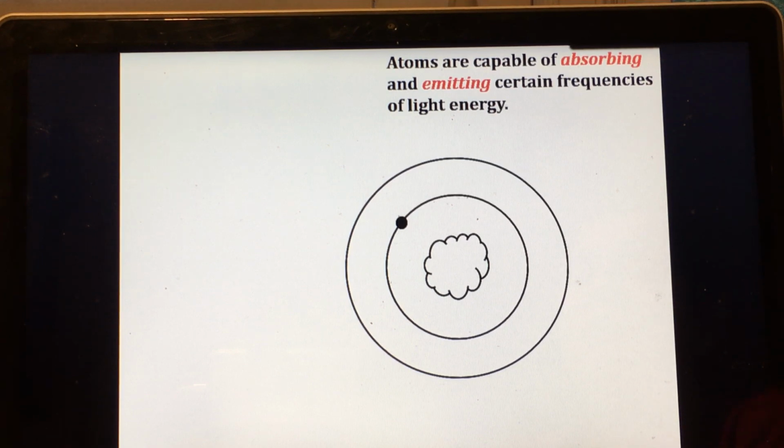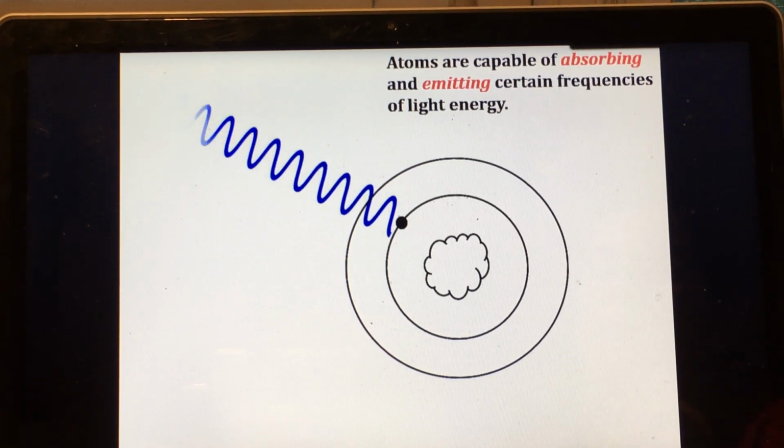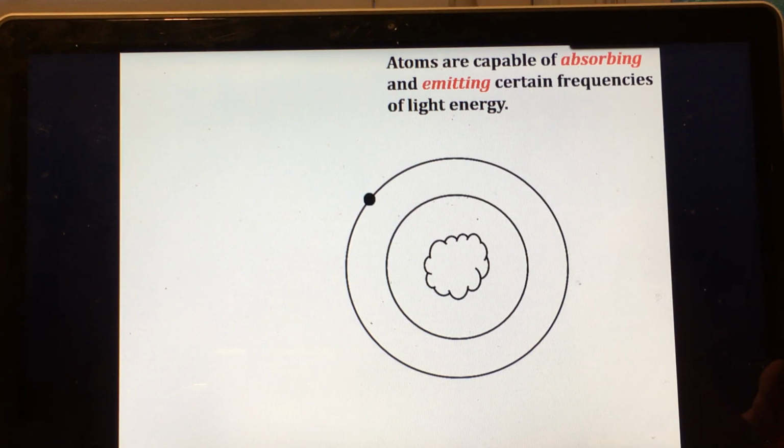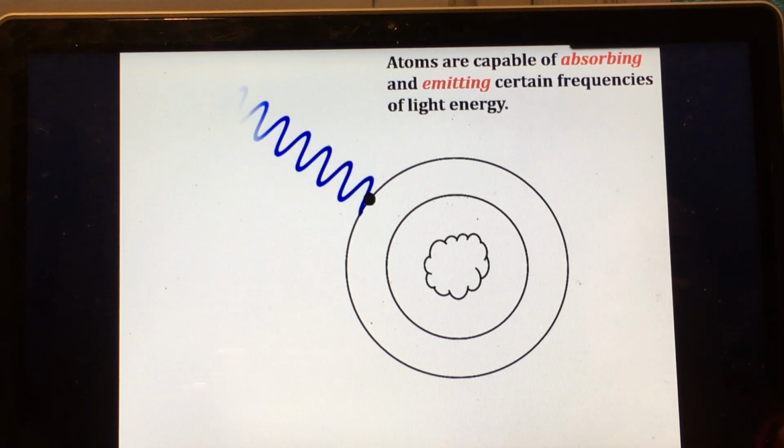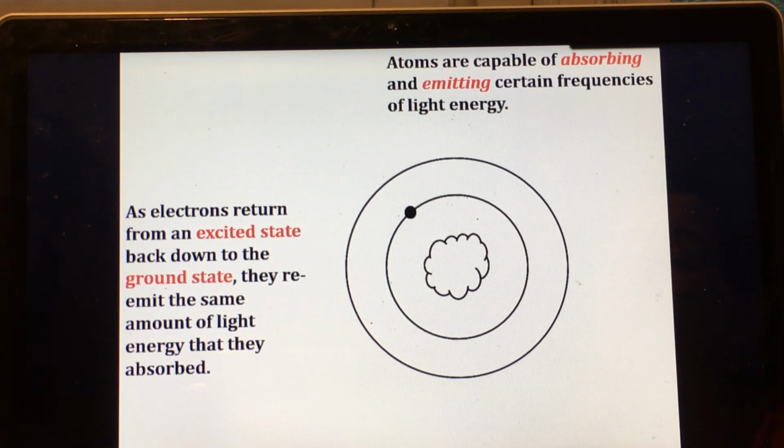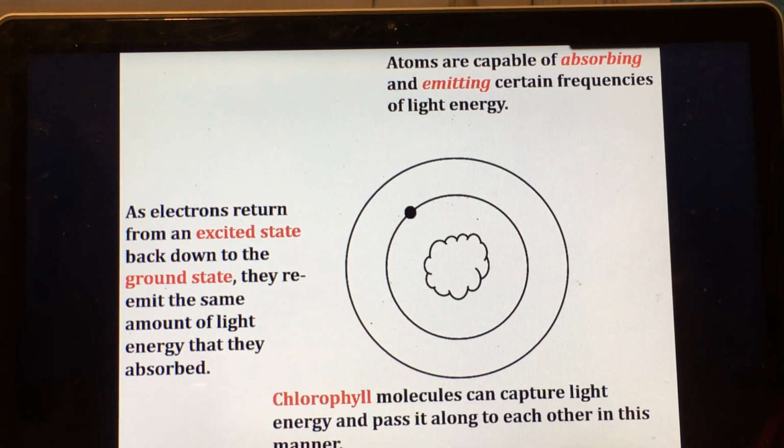So, atoms are capable of absorbing and emitting certain frequencies of light energy. In this case, you're seeing electrons jumping from lower states of energy to higher energy levels, giving off energy and falling back down to the ground state. And they emit the exact same amount of light energy that they have absorbed.